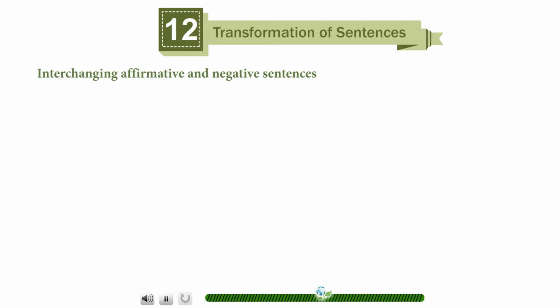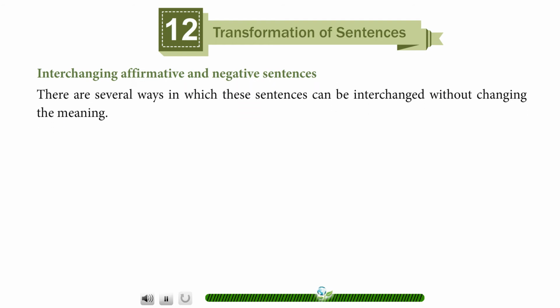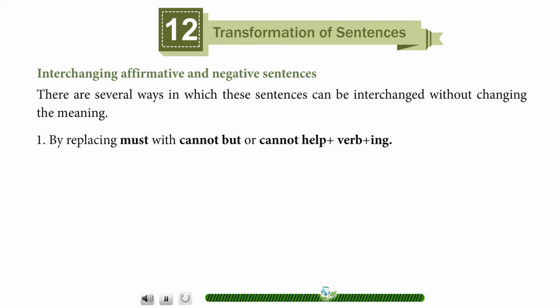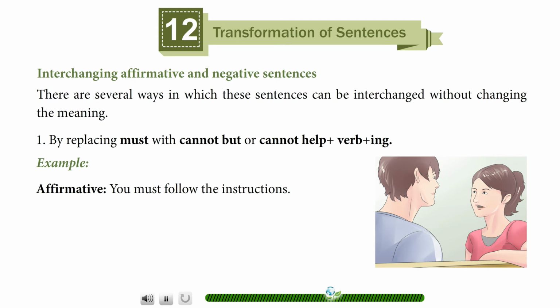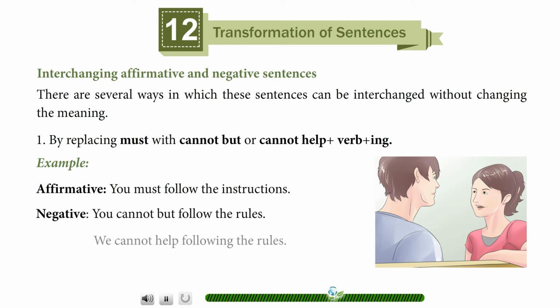Interchanging affirmative and negative sentences. There are several ways in which these sentences can be interchanged without changing the meaning. 1. By replacing must with cannot but, or cannot help plus verb plus ing. Example: affirmative, you must follow the instructions. Negative, you cannot but follow the rules. We cannot help following the rules.